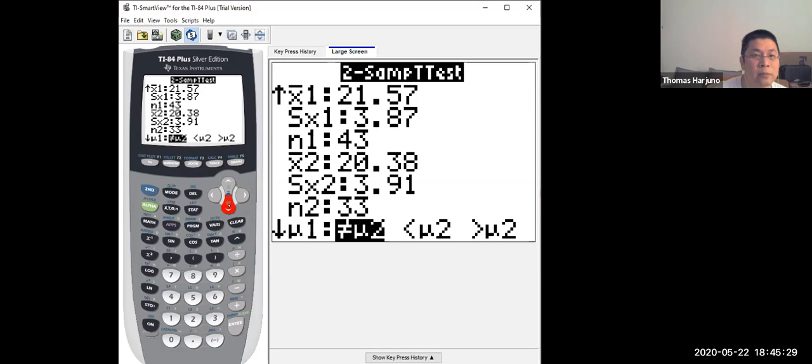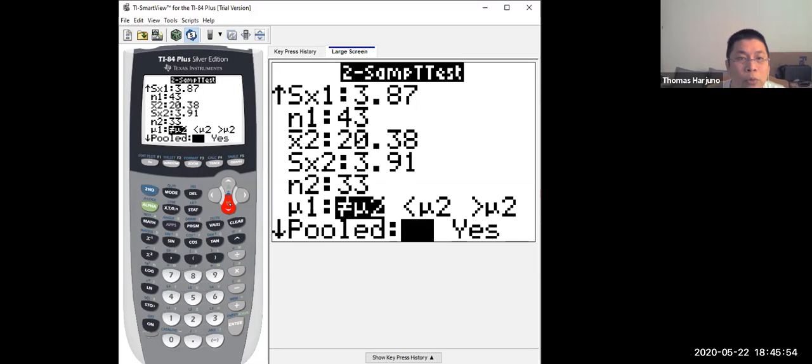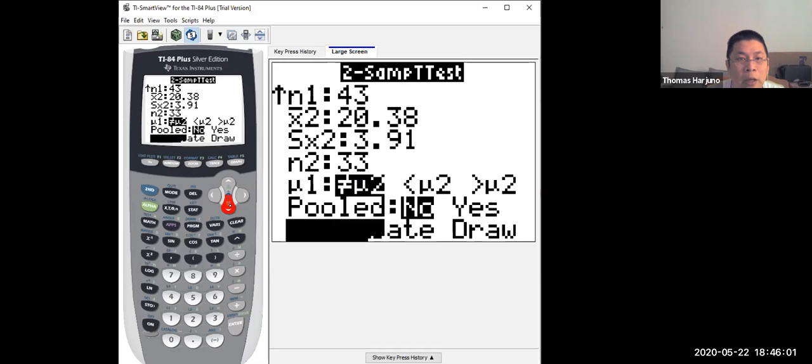What else do we want to check? The check is whether they come from the same mean. So what you see here is actually H1, the alternate hypothesis: mu1 not equal to mu2. Do we pool or not? The answer will be no, don't pool. Okay, and then calculate. Boom.